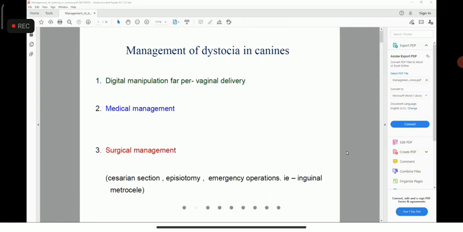you can manipulate. So unless the fetus is almost, I mean, the fetal head or any part of the fetus is out of the cervix, you cannot do much on it. So we'll see that also.